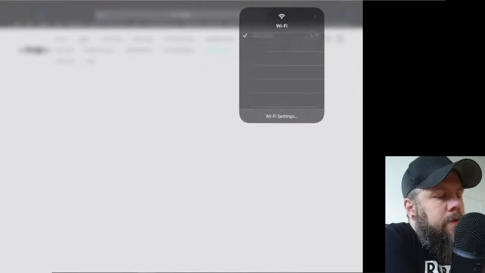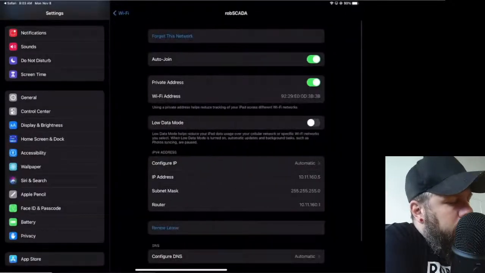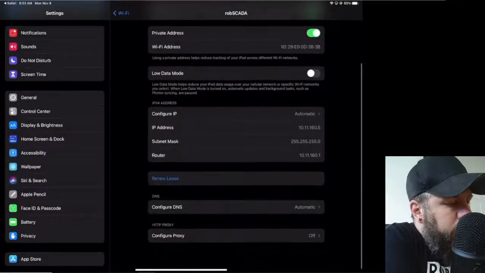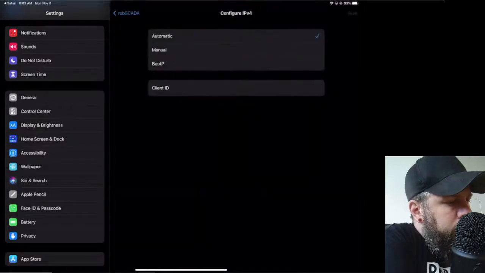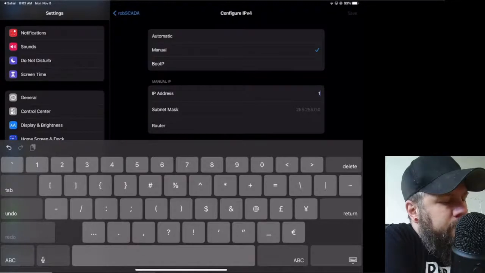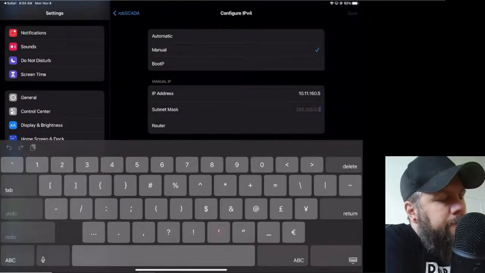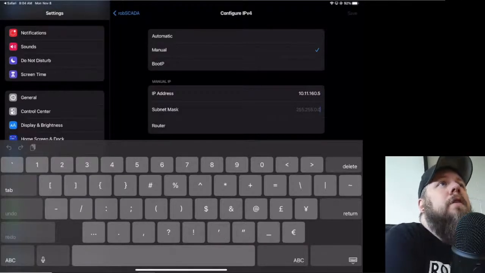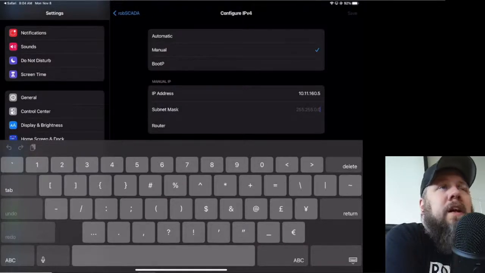Let me go into my network settings so I can make sure that... I don't know why it reverts back to this 10.11.160. I'm going to say this is 5. An IP address, side note, is just like your home address. Okay, it's got to be unique.